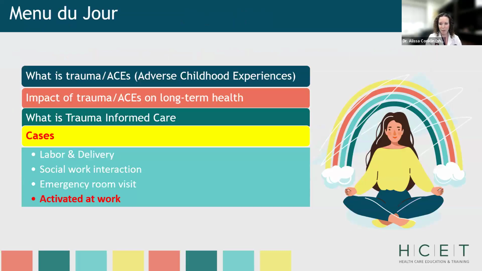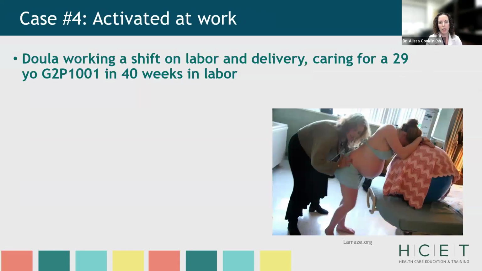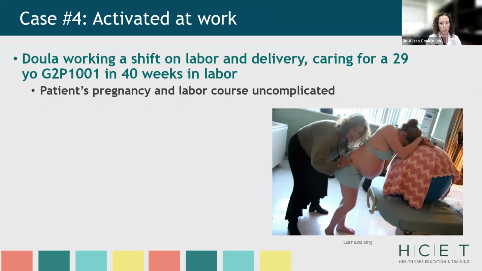And now we will tackle our final case of the day, what to do when you are activated at work. And for this case, we're going to travel back up to labor and delivery. So you're a doula working your shift and caring for a 29-year-old having her second baby. She's term and in labor, and you are helping her through her contractions with position changes. Thus far, her pregnancy and labor course have been totally uncomplicated, and the mood in the room is chill.